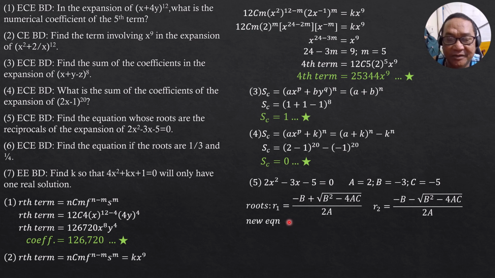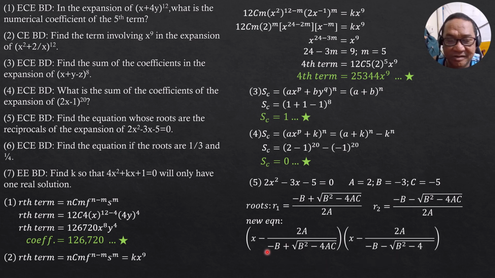So the new equation would be in the form x minus the reciprocal of this root times quantity x minus the reciprocal of that root equals 0. So x minus reciprocal of this is 2a over negative b plus square root of b squared minus 4ac, times quantity x minus the reciprocal of this root, 2a over negative b minus square root of b squared minus 4ac, equals 0. Expanding, so x times x is x squared definitely.